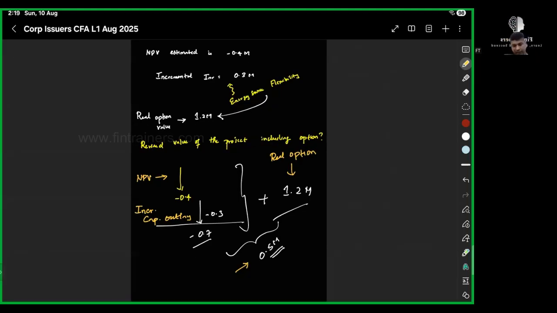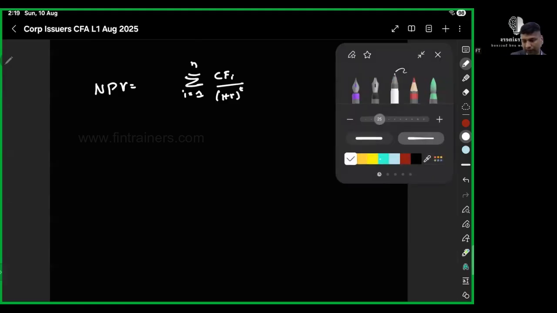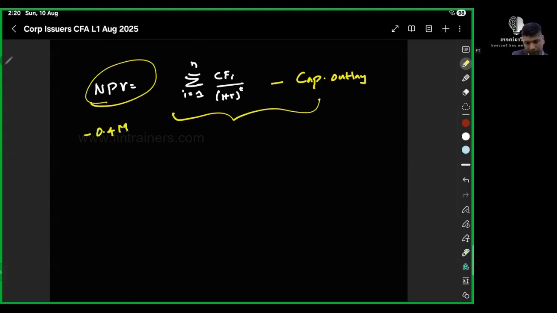Let me try explaining this slightly differently. So you do NPV. NPV is what? How do you calculate it? Summation of i equal to 1 to n, cash flow divided by (1 plus r) to the power t. Right? So every period cash flow, you discount it, and then from that, you subtract the capital outlay. You're just going to use the calculator anyway. This is just the formula for NPV. You do this formula, you get an NPV, you get a negative value here. In our case, it was 0.4 million. That's fine. But what we are saying is, because I did this project, I'm having a 0.4 million negative NPV. So I can't invest in it.